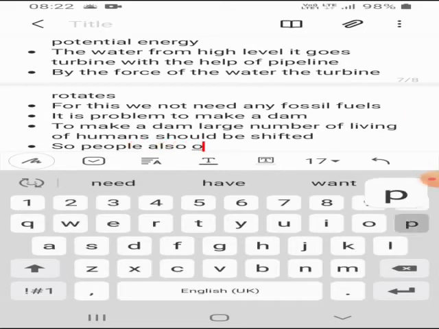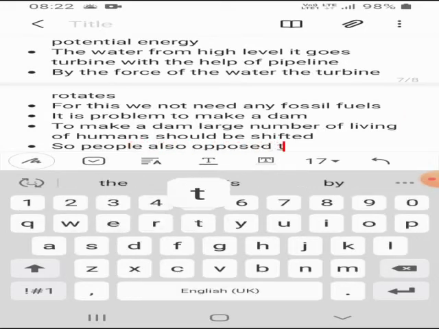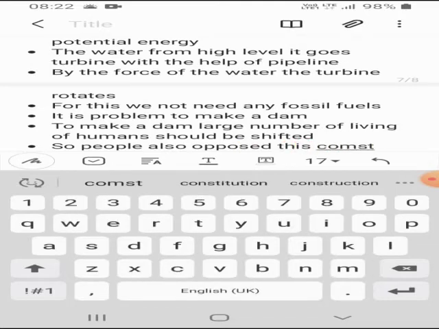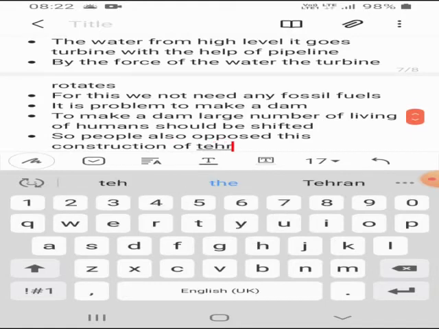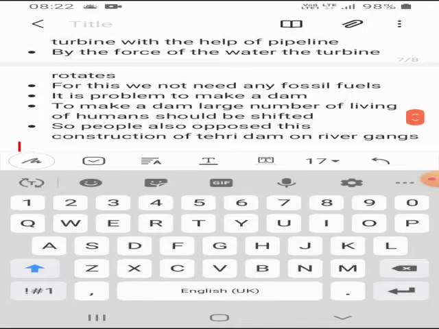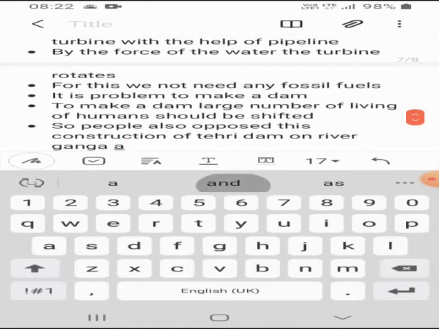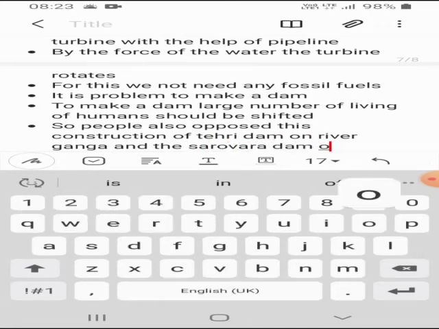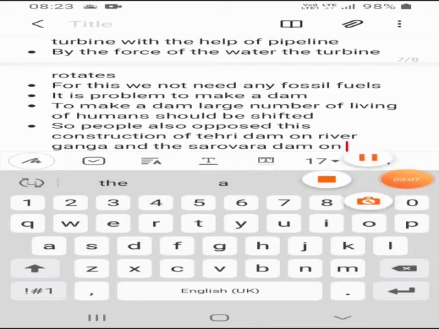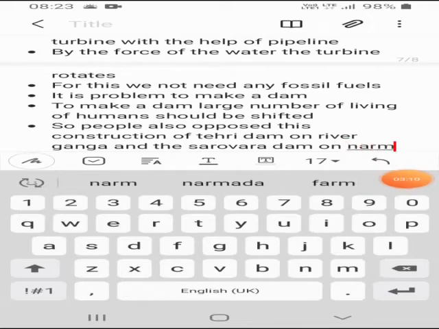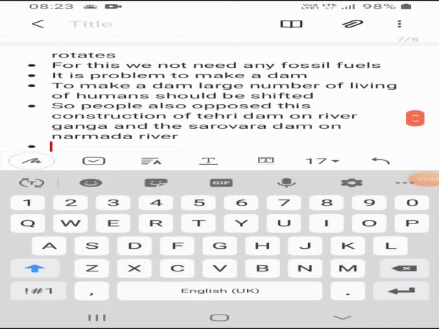Some people also opposed the construction of the Tehri Dam on the River Ganga. Tehri Dam was being made, and they opposed it. The Sardar Sarovar Dam on the Narmada River was also opposed by some people.